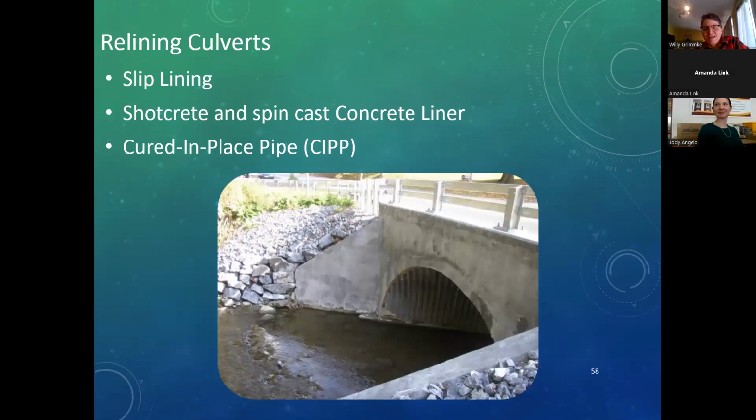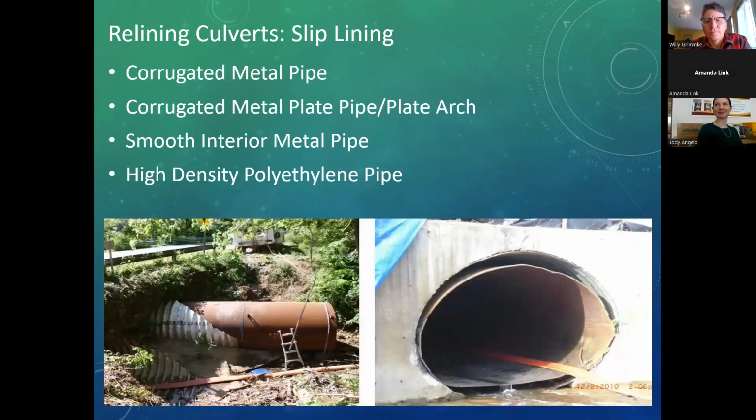Okay, relining. So we'll talk about some of the relining options. There's slip lining, shotcrete and spin cast, and cured in place pipe. So slip lining, you can use a variety of materials. You can use corrugated metal pipe. You can use smooth interior metal pipe. You can use a plate pipe arch, or you can use polyethylene.